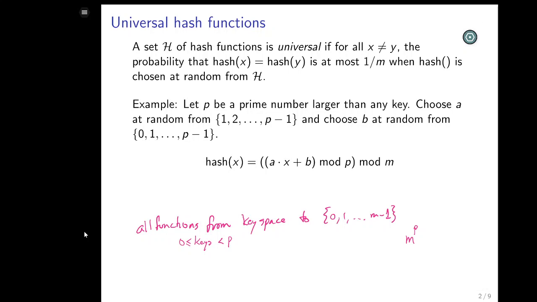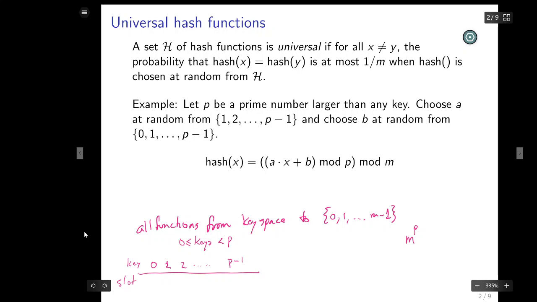So how would I write down one of these functions? There's a function that's taking a set of numbers from 0 to p minus 1. It's taking those numbers to numbers 0 through m minus 1. How would I write it down? Well, if you wanted to take 0 to some number, I'm going to write a chart: 0, 1, 2, and so on up to p minus 1. And I write down where it's taking us. This is the key. This is the slot that the key goes into.